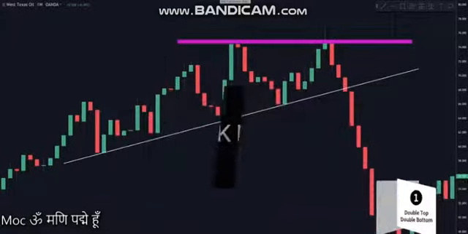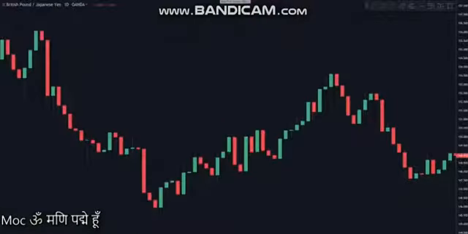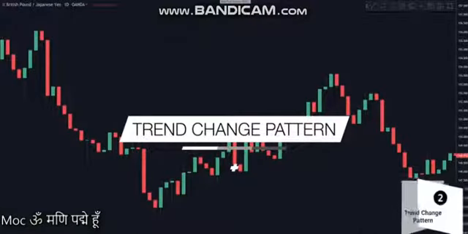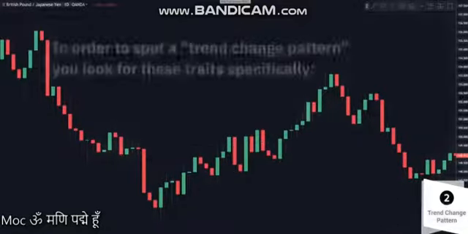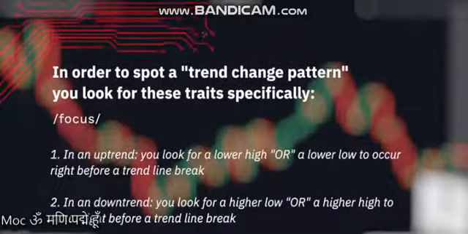So let's jump to the next pattern we look for right before a trendline break, which is a trend change price action pattern. So in order to spot a trend change, you look for these traits specifically. In an uptrend, you look for a lower high or a lower low to occur right before a trendline break. And in a downtrend, you look for a higher low or a higher high to occur right before a trendline break.